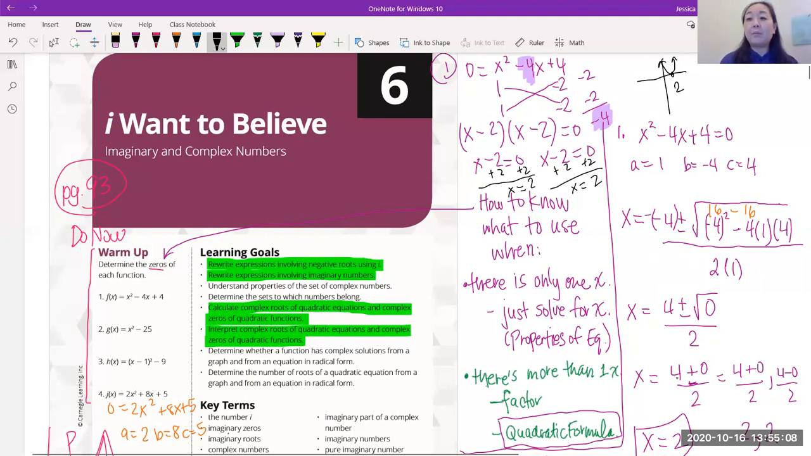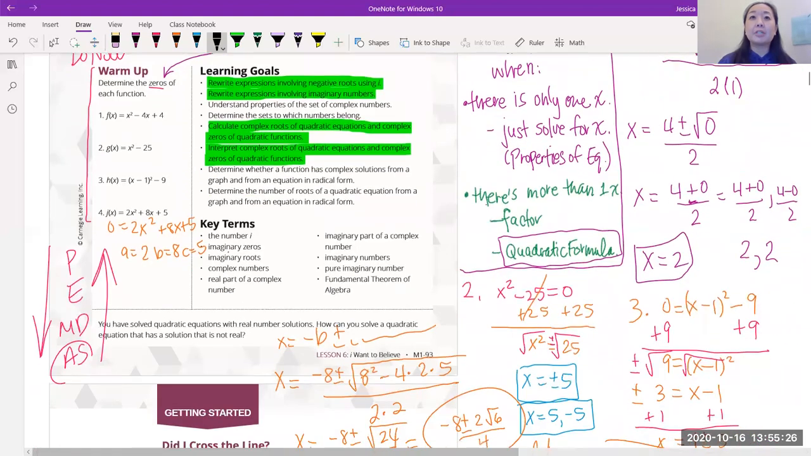And then remember it's 4 plus 0 and then 4 minus 0. So I wrote it out here. You don't have to write it out, but sometimes it helps to write it out just so that you can see clearly what we're doing. And again, you notice we get 2 both times. So we just say x is equal to 2. Double root. Okay, so now we're going to go on to number 2.